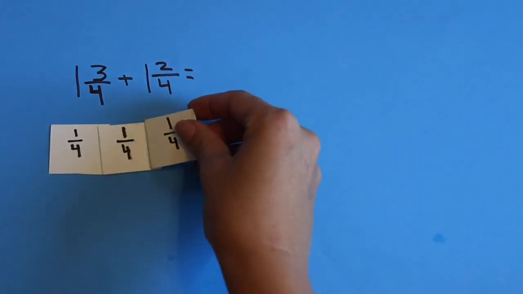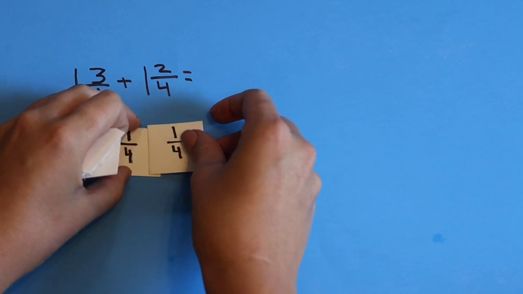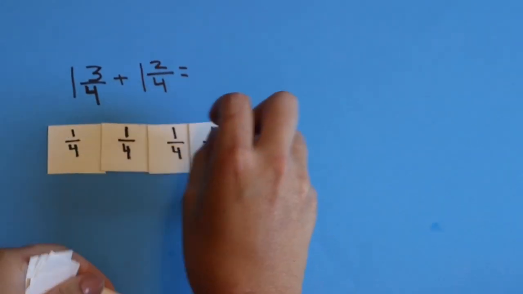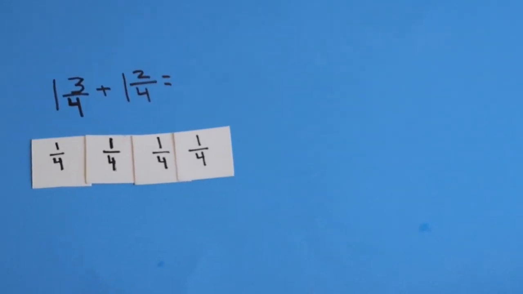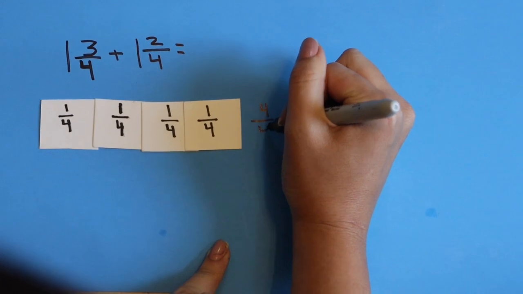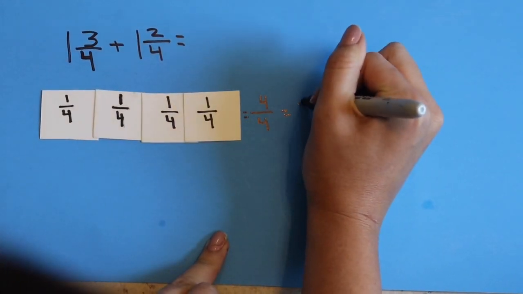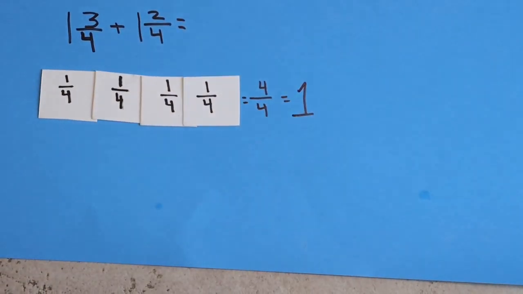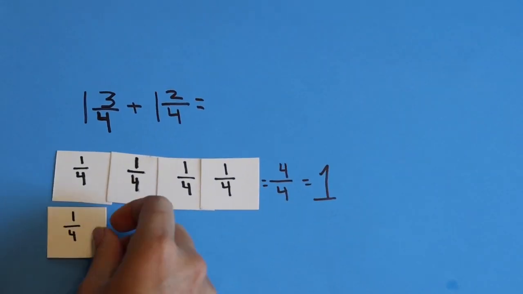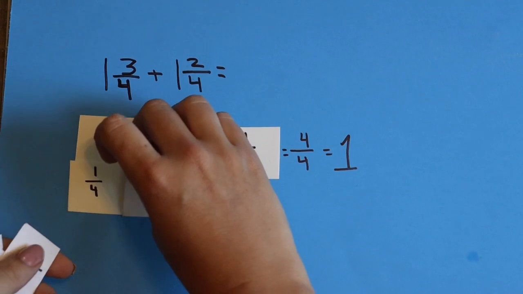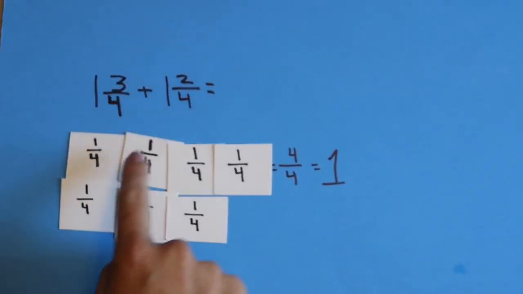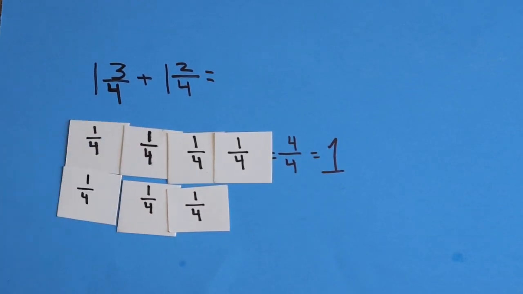So 4/4 equals a whole. Remember, at the end we can write 4/4 equals 1 whole. Okay? So we have 1, now we need 3/4. So we're going to do 1, 2, 3. Okay? So this is 1 3/4. I'll write the fraction next to it.